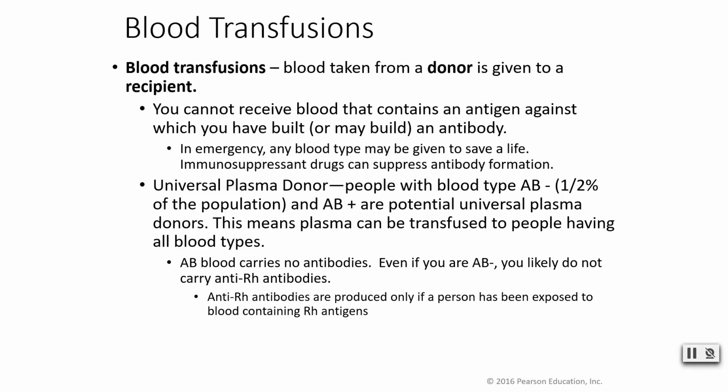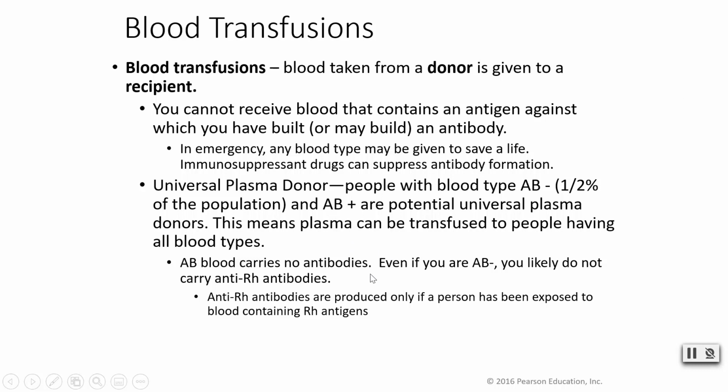Now, people with AB negative and AB positive are really good at being plasma donors, universal plasma donors. So you can transfuse blood, and you can also transfuse plasma. If you have AB blood, you would have both A and B antigens on that blood. But remember, where are the antibodies? The antibodies are in the plasma. So if you have AB blood, you would have no antibodies in your plasma.